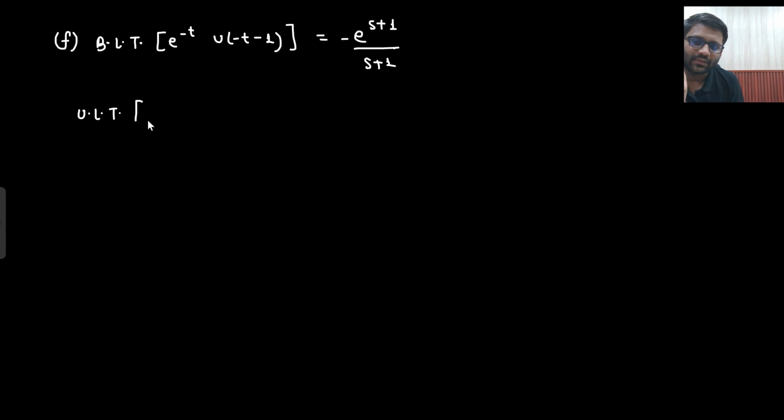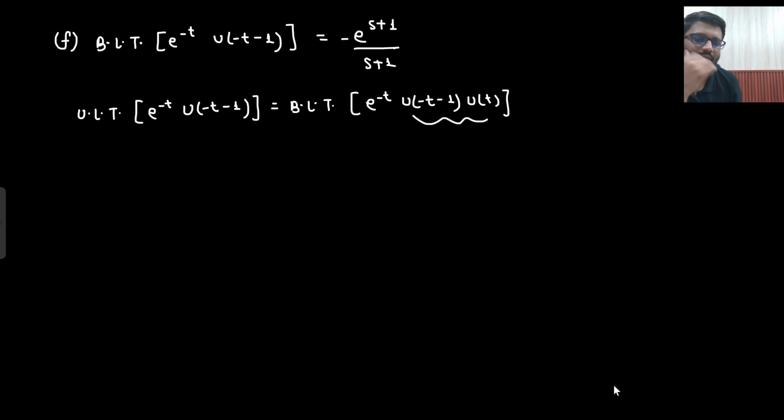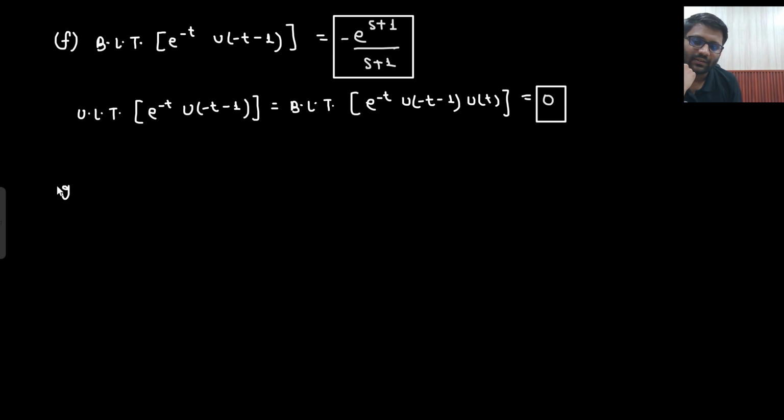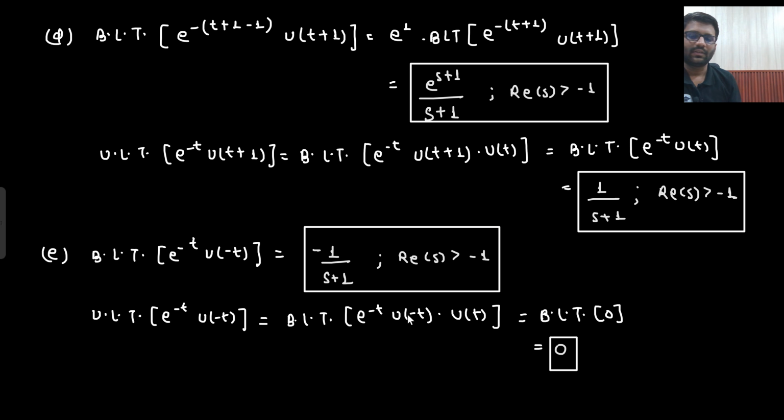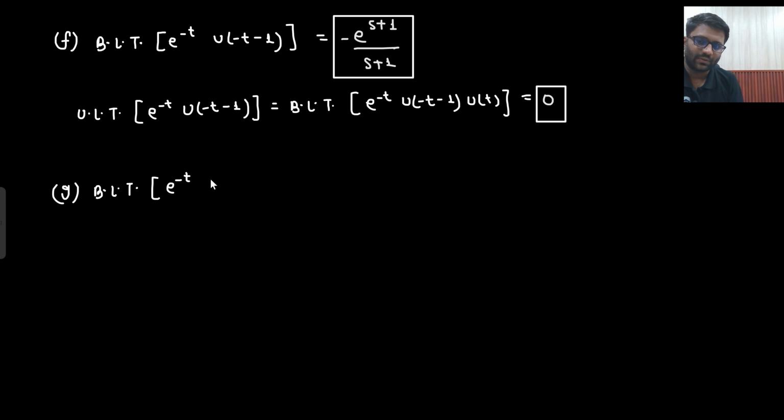Now coming to the unilateral Laplace transform of e to the power minus t u of minus t minus 1. That would be equal to the bilateral Laplace transform of e to the power minus t u of minus t minus 1 into u(t). What will this multiplication throw? u of minus t minus 1 dot u(t) will throw 0. Again, for anti-causal you are getting 0. Now consider the bilateral Laplace transform of e to the power minus t u of minus t plus 1. Here you are not going to get 0.